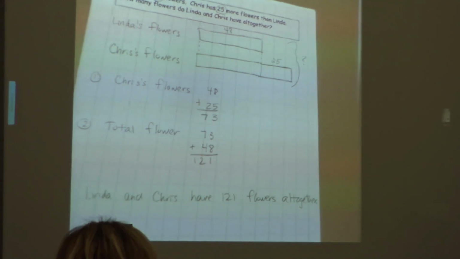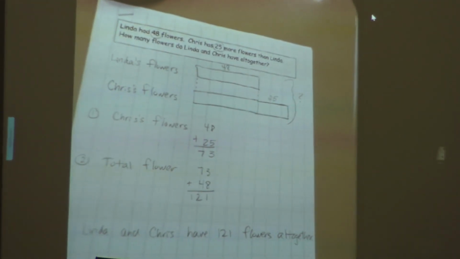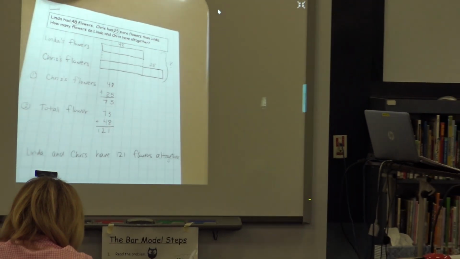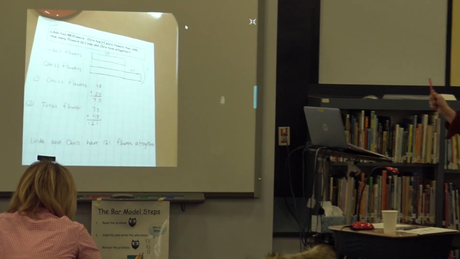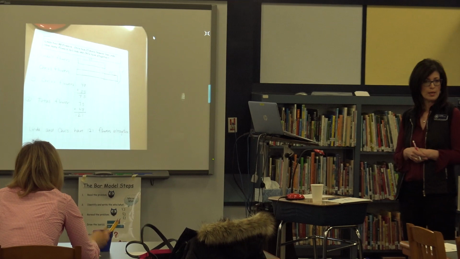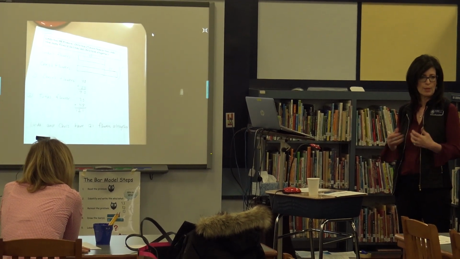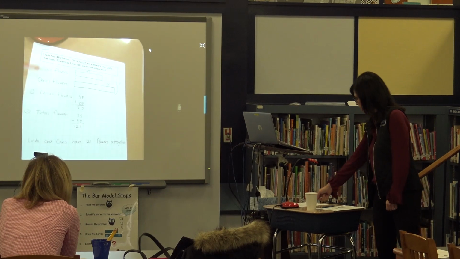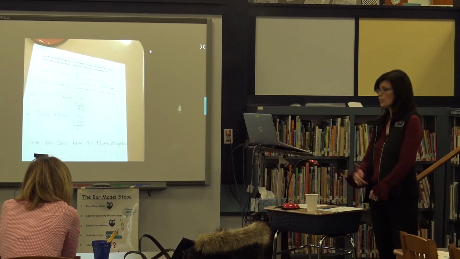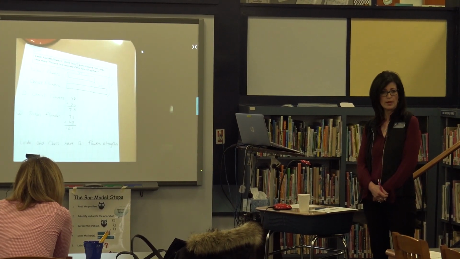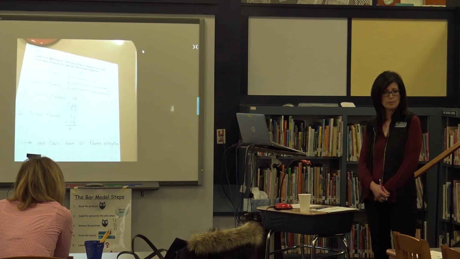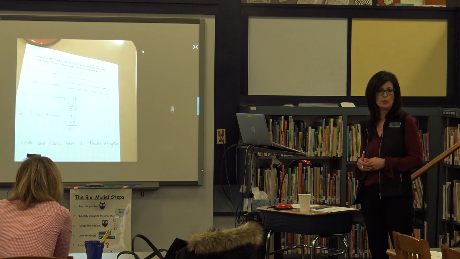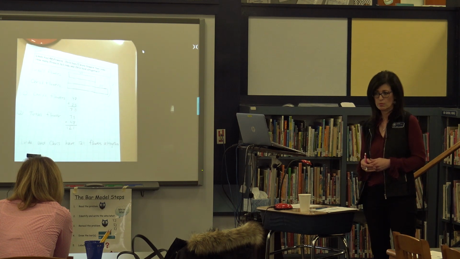This would be a great example of what a second grader could solve. But can you see the difficulty a child might have if they miss that Chris has 25 more flowers than Linda? They're going to say, what does that mean? How much does Chris have to start with? The bar makes it so clear that Chris is starting also with 48, and he adds on 25. And as students get more exposed, this model would disappear and be replaced by more complex problems.